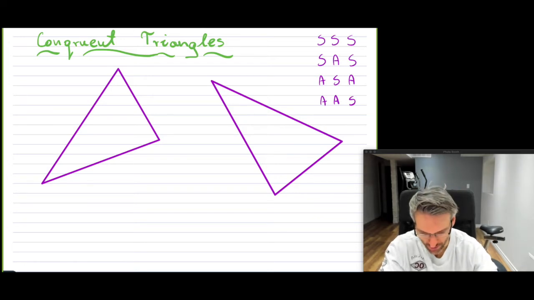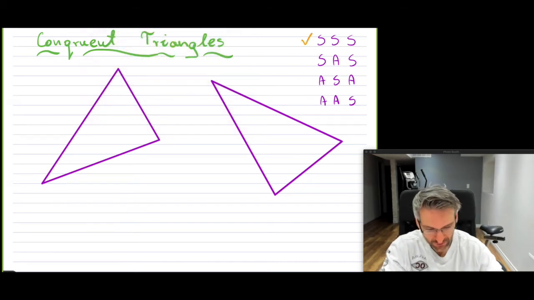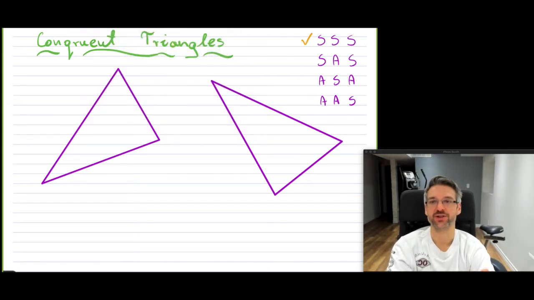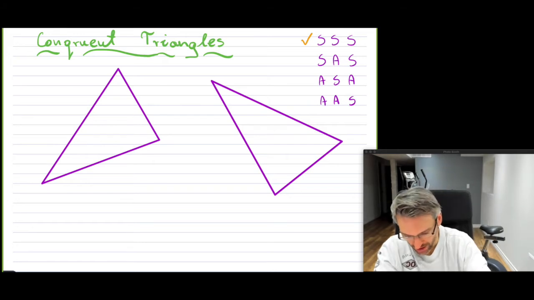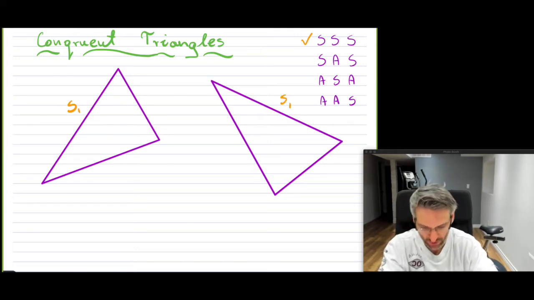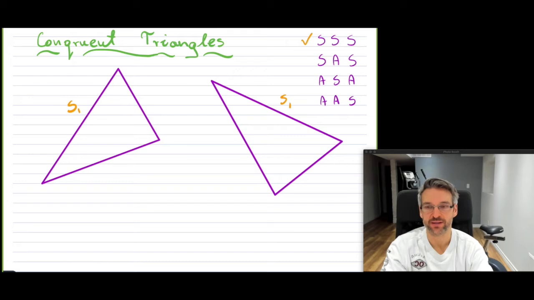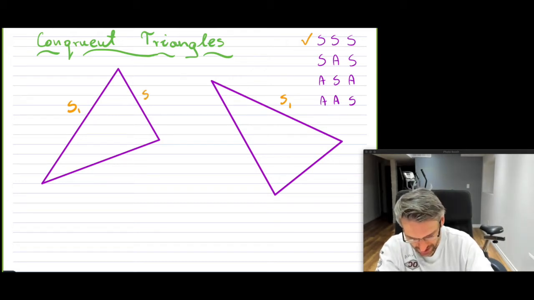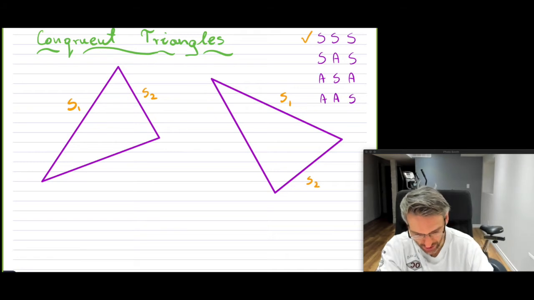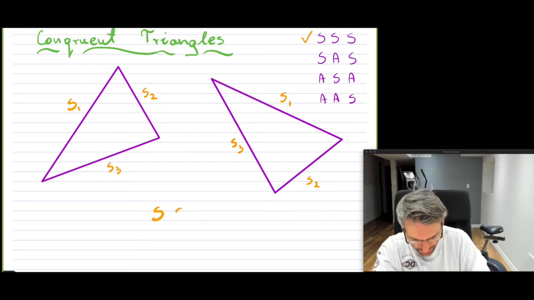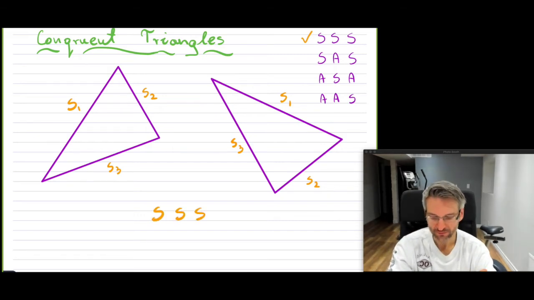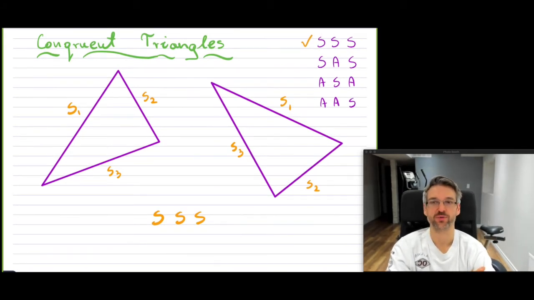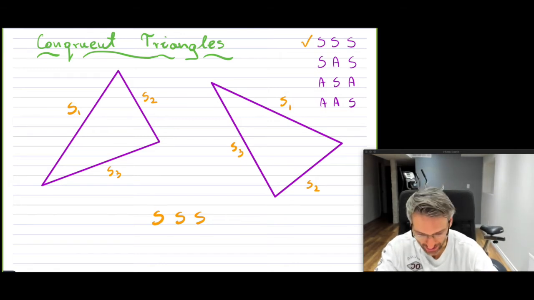The first one is S, S, S. That means that if you are going to show that, for example, side 1 is equal to side 1 here, so the lengths of them are the same, and side 2 is equal to side 2 here, and side 3 is equal to side 3, this we call the side, side, side relationship. If this is true, then right away both of the triangles are congruent. So that's one item that we have.